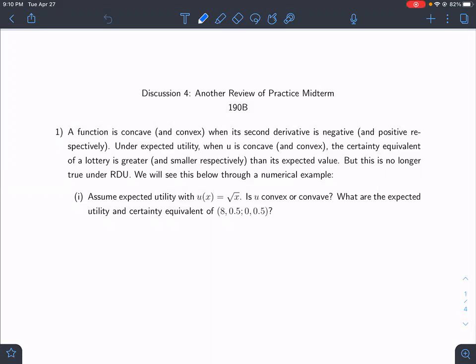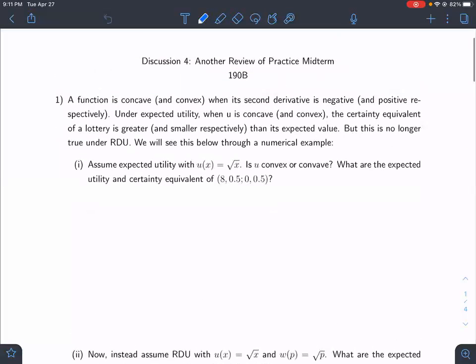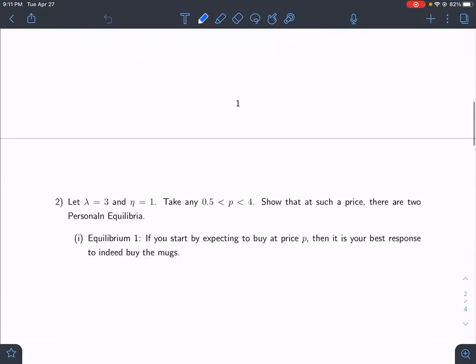Okay. So today we have another review. Thank you for the feedback. So yeah, we have another review of the practice midterm. Might be boring, but let me give you another review. For all the questions, I've changed the numbers or the functional form to make it less boring. So this one is also uploaded on Canvas.